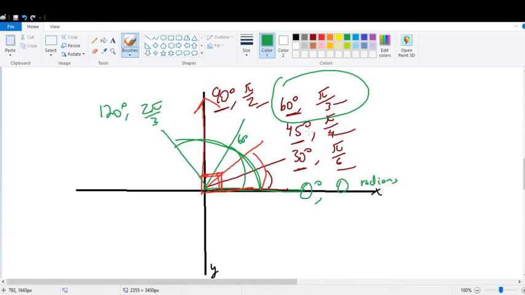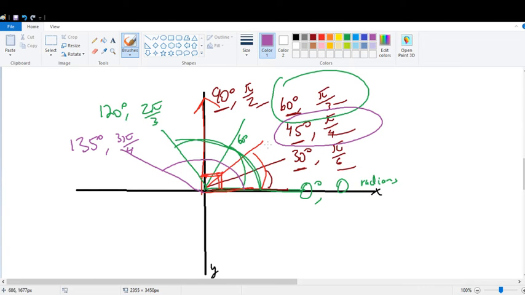Let's take this one here. 45 times 2 is 90. I already have that. But how about 45 times 3? Well, that's going to give me 135 degrees, which is this angle here. And since I multiply times 3, pi over 4 times 3 is equal to 3 pi over 4.